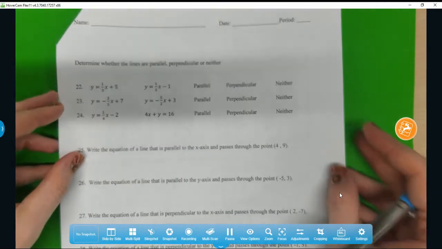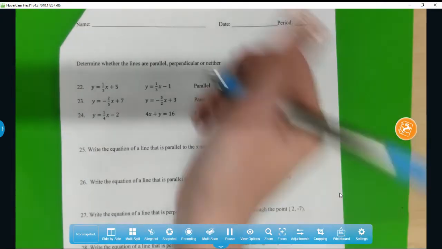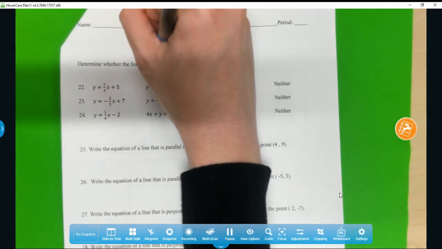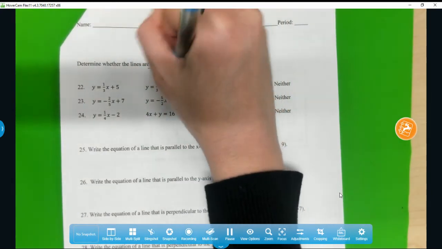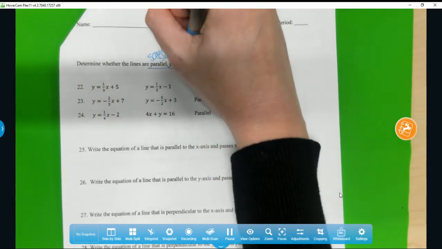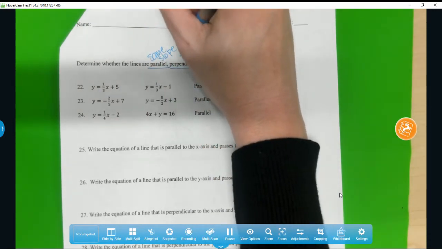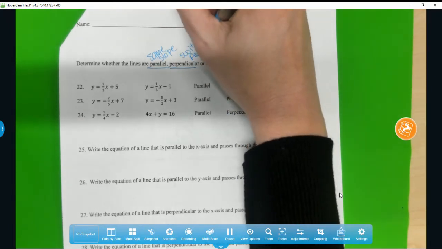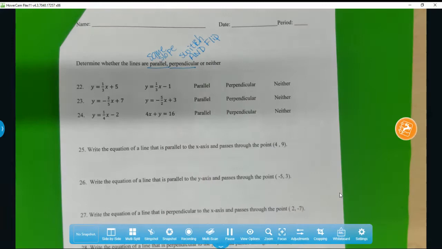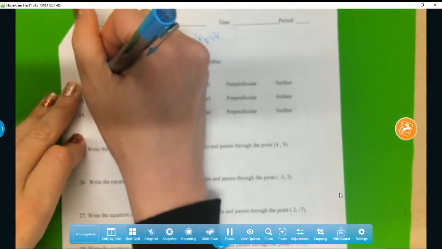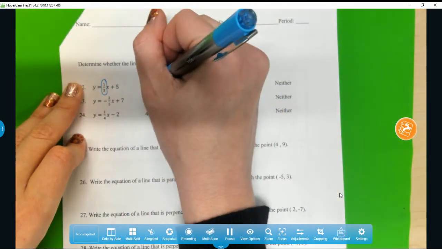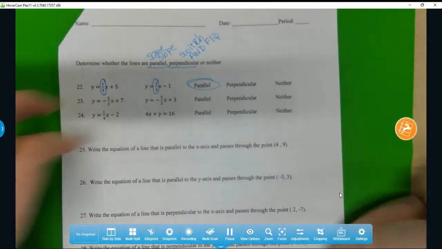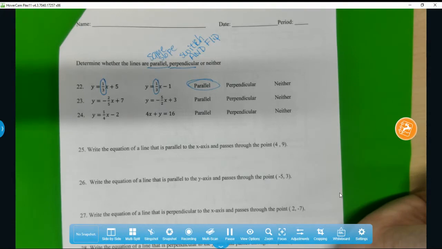Okay. Determine whether the lines are parallel. So remember, parallel meant they had the same slope. Perpendicular meant we switch and flip. And if it's neither of those, then it's just neither. So we're looking at the m. So we have an m of 1/3, m of 1/3. Those are exactly the same, so they are parallel.